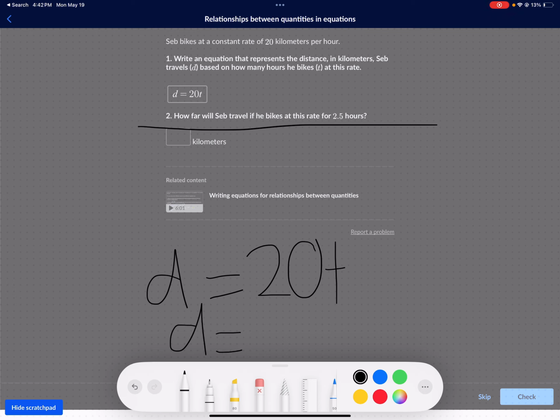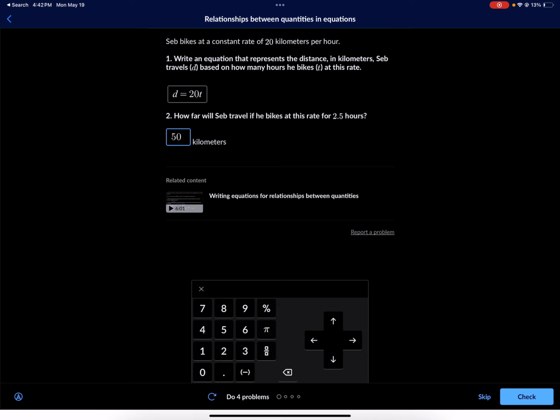Okay, now how far does Seb travel if he bikes for 2.5 hours? So now all we're doing is just plugging this in. So 2.5 times 20, I will go ahead and calculate that just for efficiency. If we put that in the calculator, d is equal to 50, which means that Seb will travel 50 kilometers in 2.5 hours. 20 kilometers per hour, that's a pretty fast biking speed. You must be a professional.